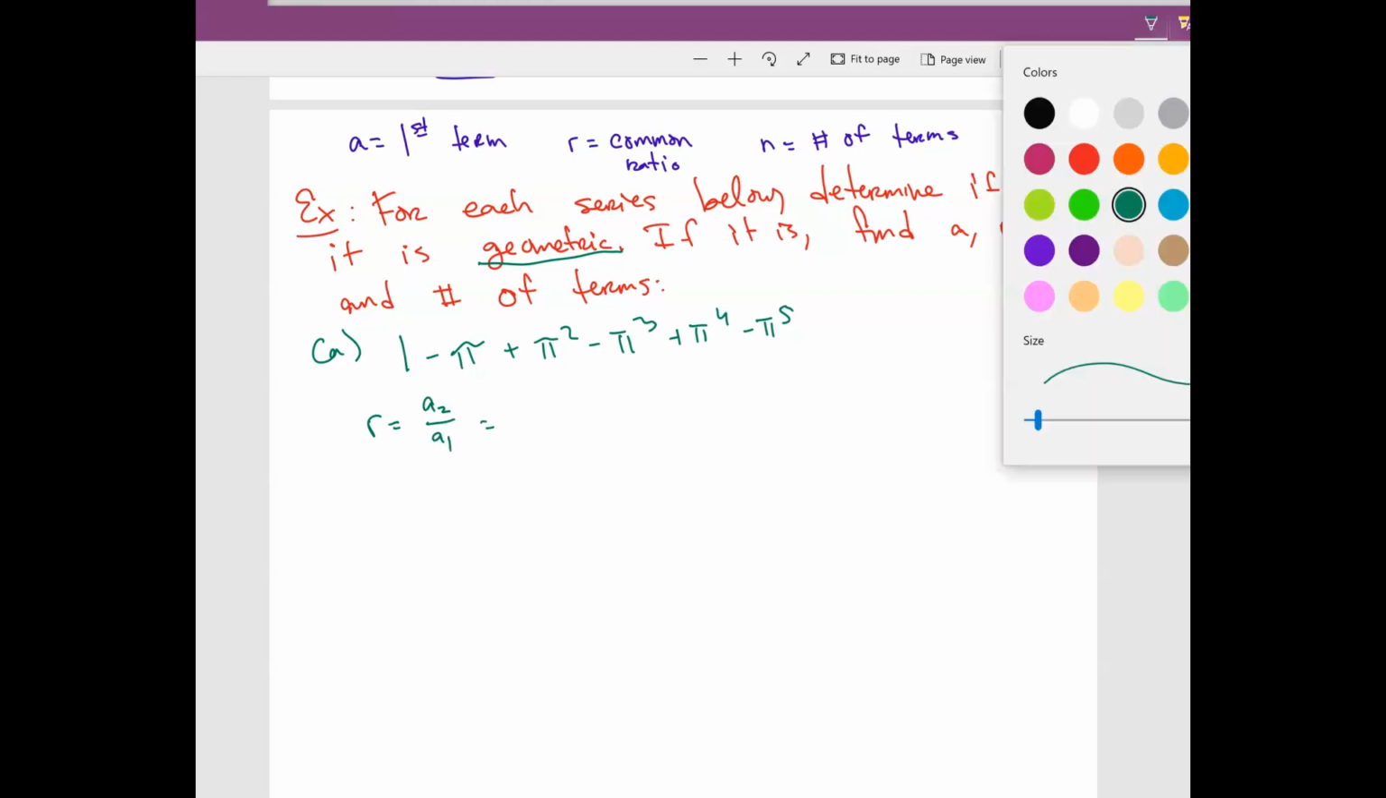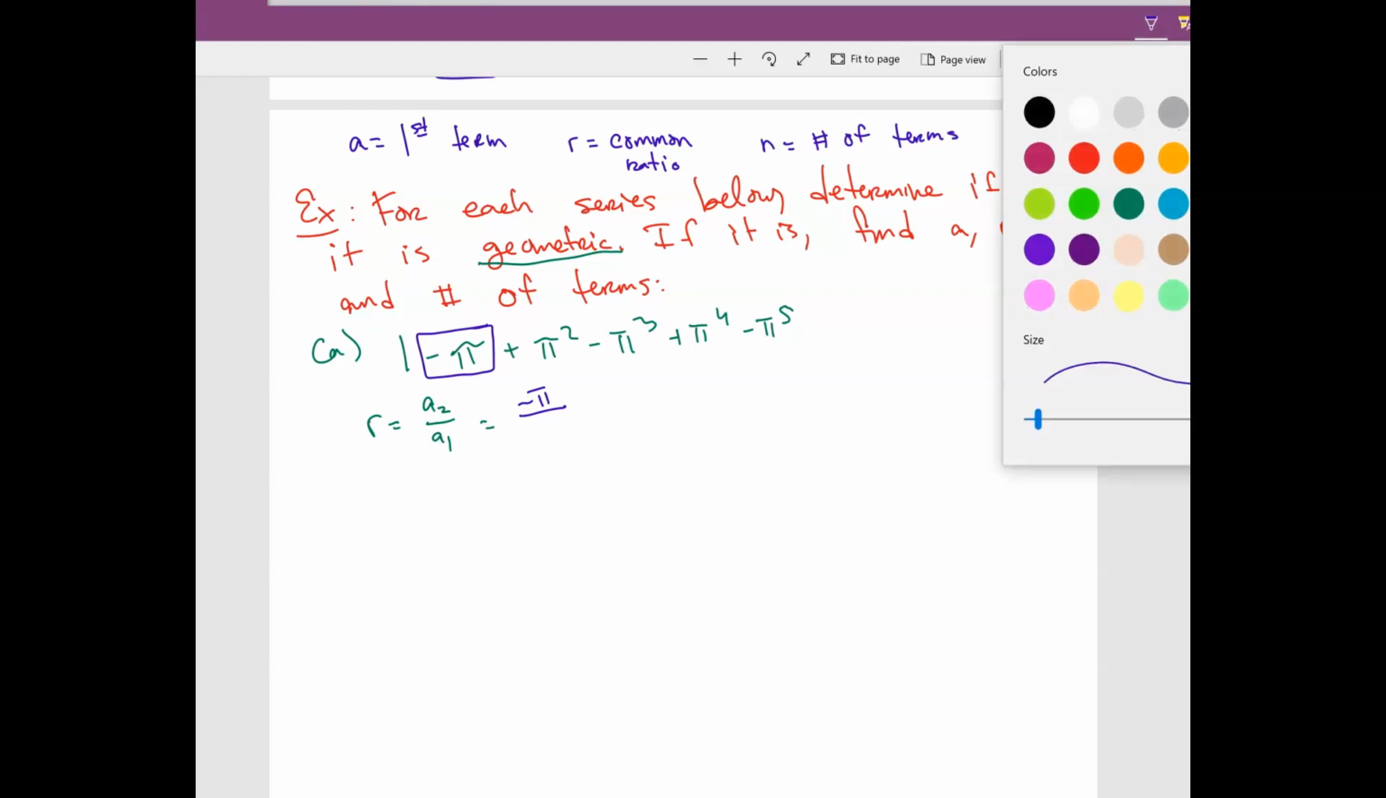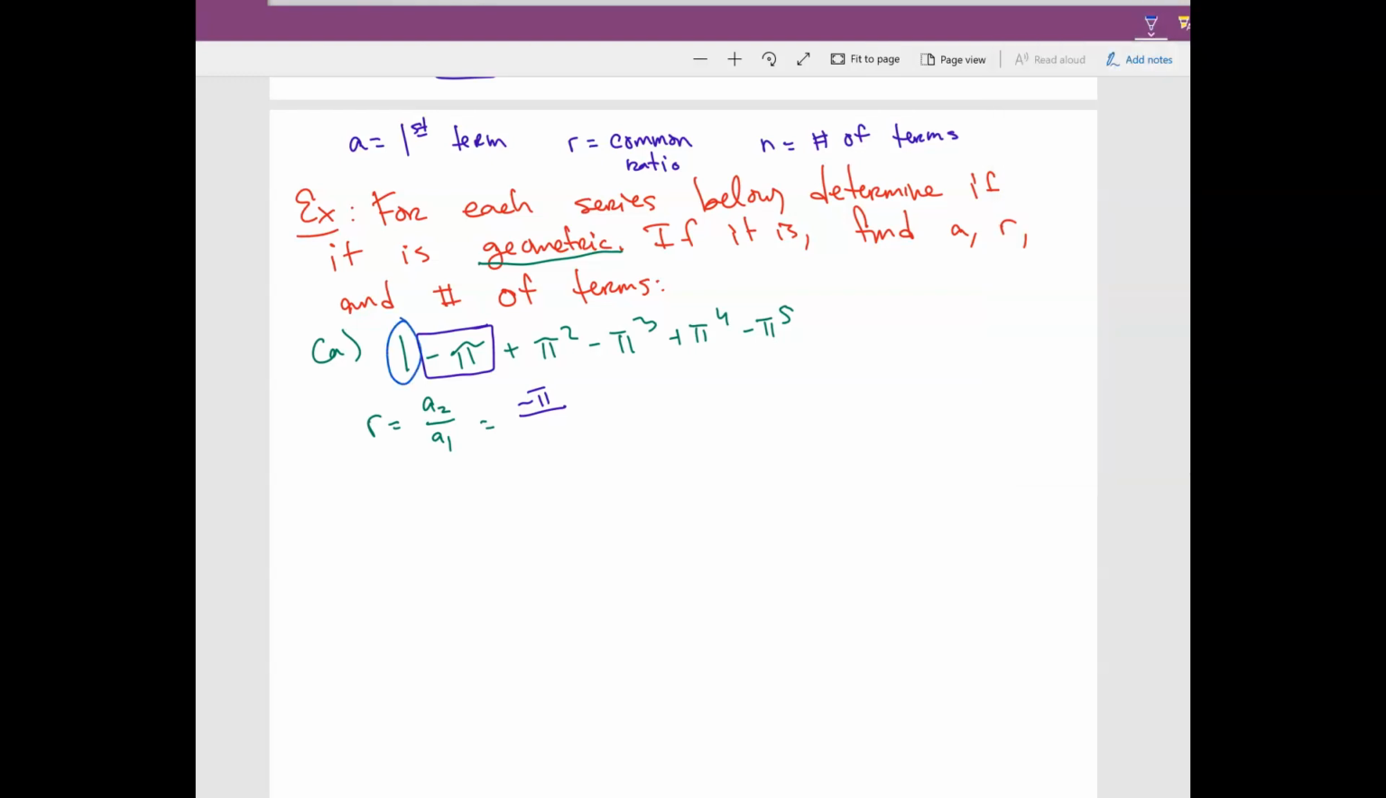In this case, A2 is the second term. So don't forget about this negative, you can see an alternating sign. So the second term is negative pi, divided by A1, which is the first term. The first term in this case is going to be 1. So that means the common ratio could potentially be negative pi.